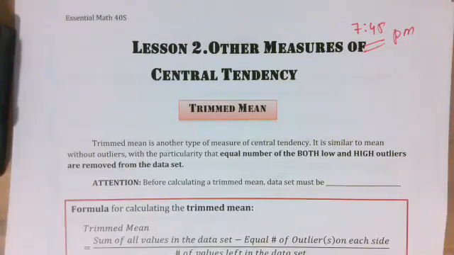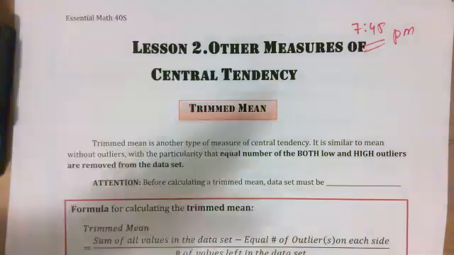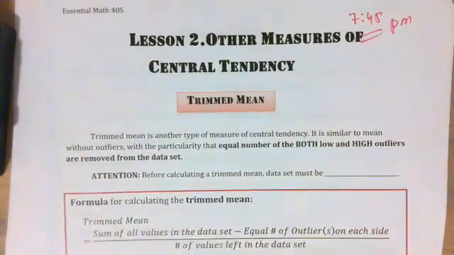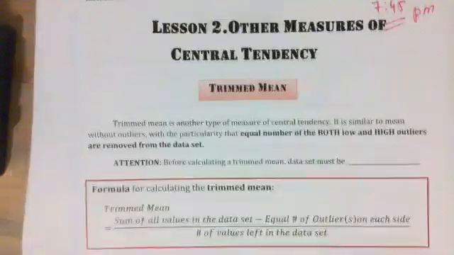Lesson 2, other measures of central tendency. In other words, other averages, other ways of summarizing the data in a data set. The first one is called trimmed mean.